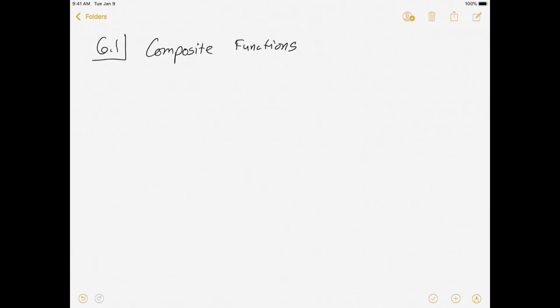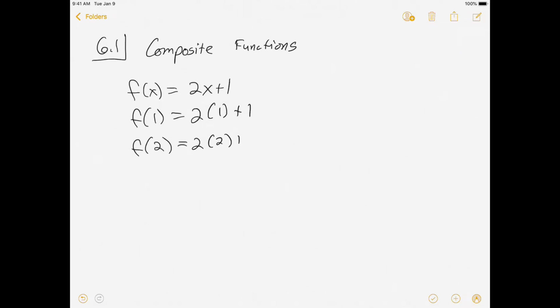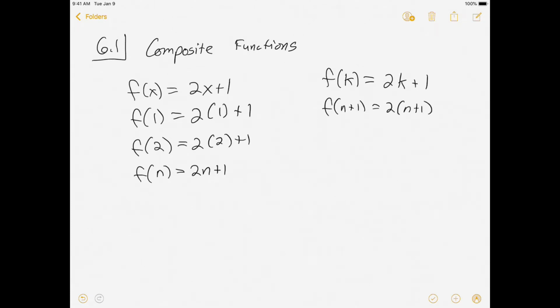So with a function, we can always plug something into a function. So for example, if I have f of x equals 2x plus 1, if I want to find f of 1, that's 2 times 1 plus 1. If I want to do f of 2, that's 2 times 2 plus 1. Whatever's in the parentheses replaces the x in the function. Say I have f of n, that is going to be 2n plus 1. F of k, 2k plus 1. F of n plus 1, this is going to be 2 times n plus 1, plus 1. Okay, so on and so forth.